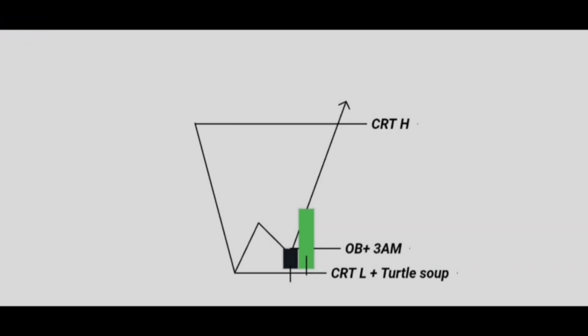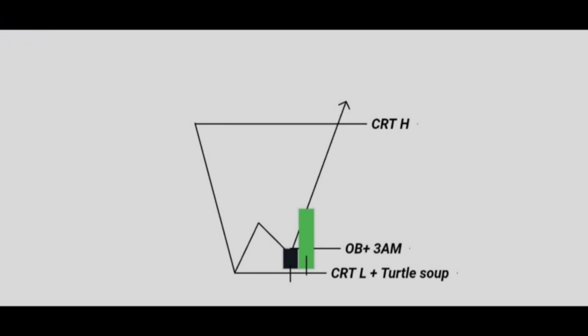As you can see in this diagram that I drew here, you see the last candle that takes out the old low in this place. It takes out the old low at a key time, which is 3 a.m., and that is what I mark as my order block. Now, this is not change in the state of delivery. No, this is CRT order block.